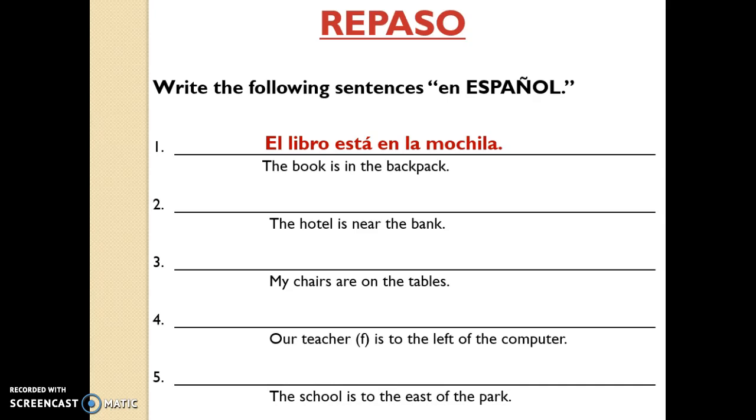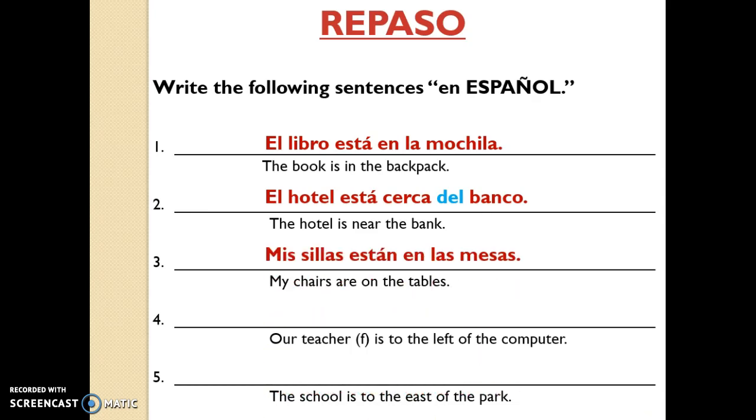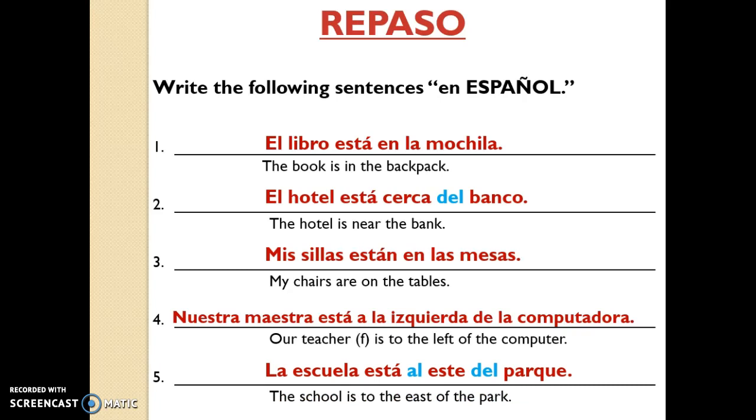Number 2, the hotel is near the bank. El hotel está cerca del banco. There's where you're using that contraction. My chairs are on the tables. Mis sillas están en las mesas. Again, you're using están because you've got plural things, so it's like they. Our teacher is to the left of the computer. Nuestra maestra está a la izquierda de la computadora. And the school is to the east of the park. La escuela está al este del parque.